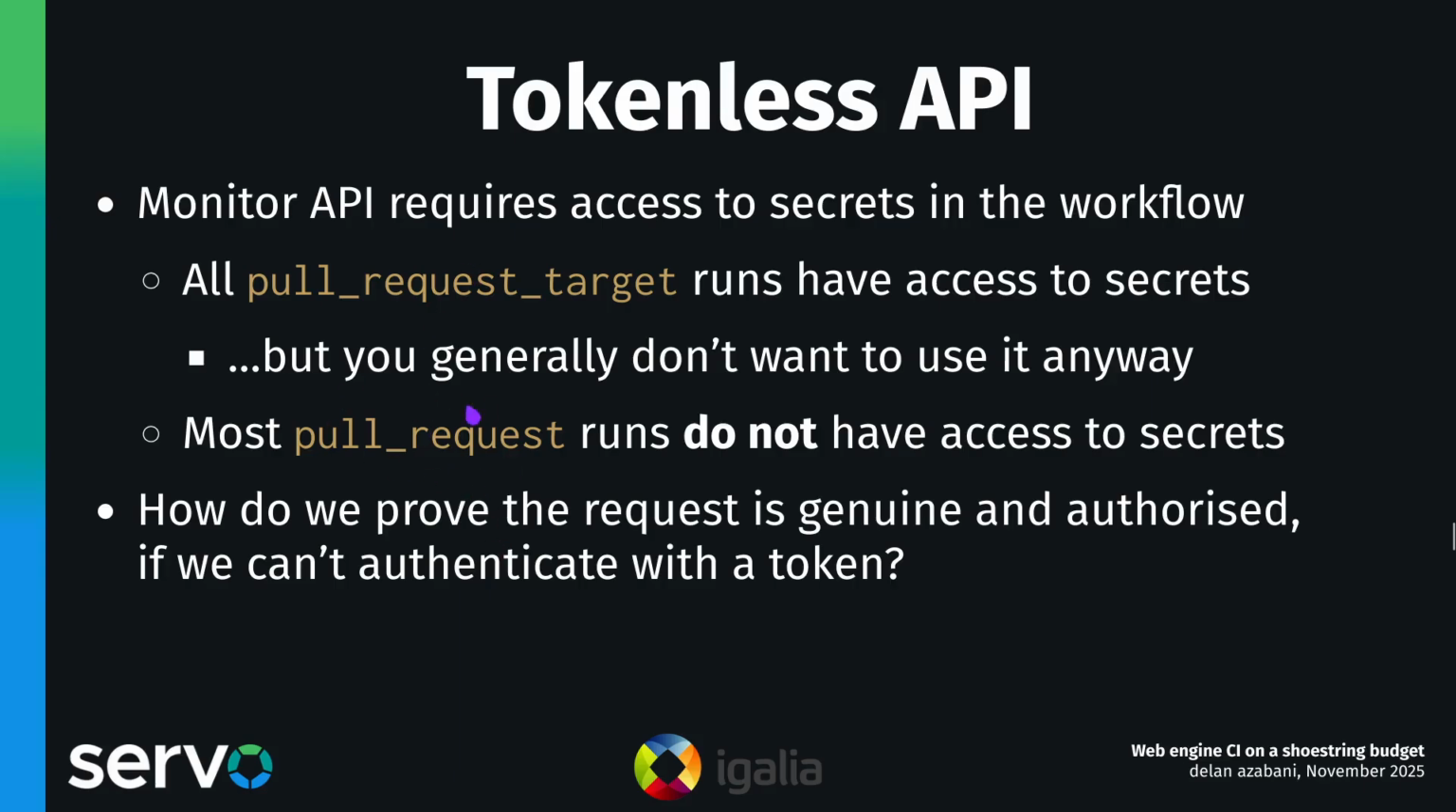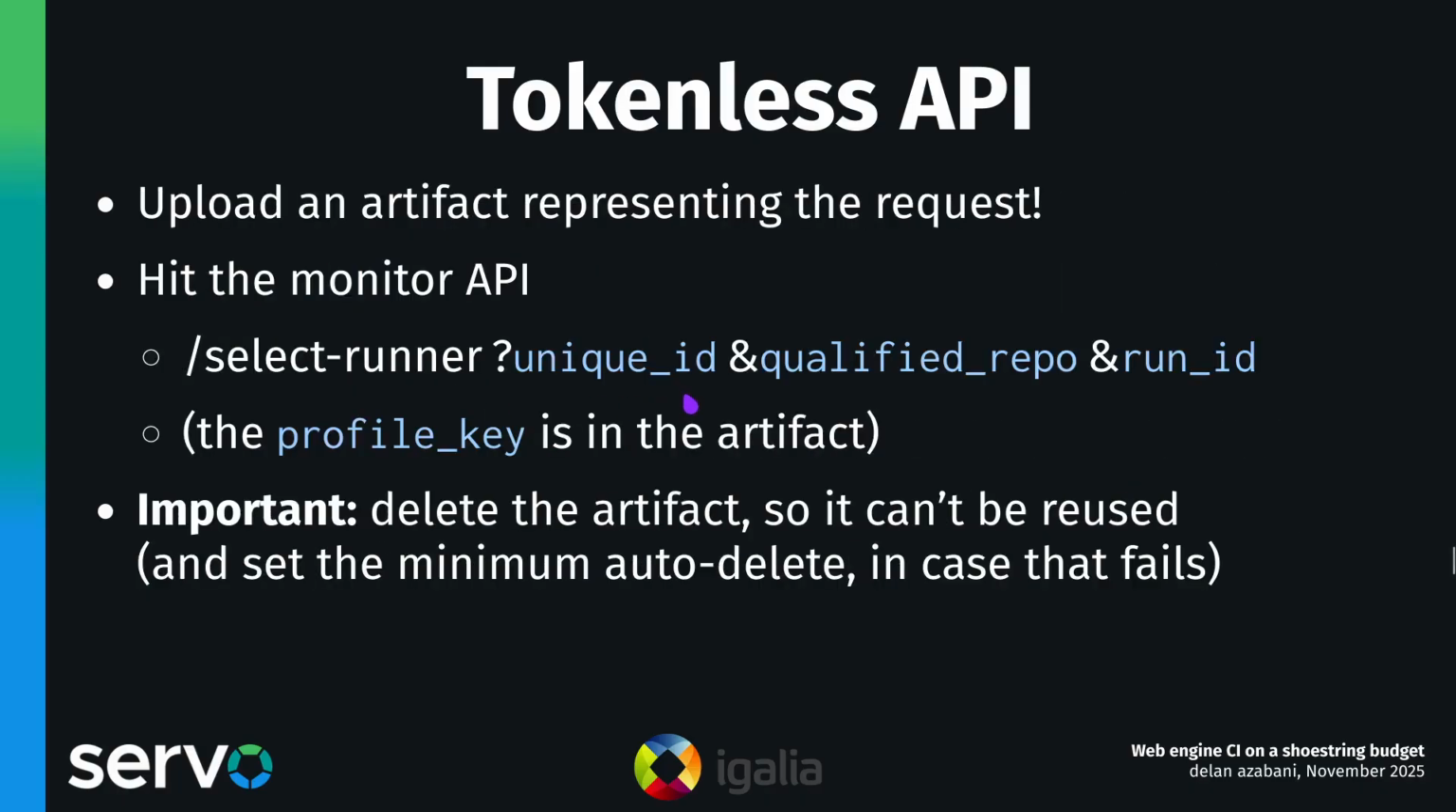So if you're stuck with pull request runs for your pull requests, does that mean that you can't use self-hosted runners? How do we allow pull request runs to request and reserve runners in a way that it can prove that its request is genuine and authorized? What we do is we use artifacts. We upload a small artifact that encodes the details of the request and publish the artifact against the run. So in the artifact, we'd say, I want 2 Ubuntu runners or 1 Windows runner or something like that.